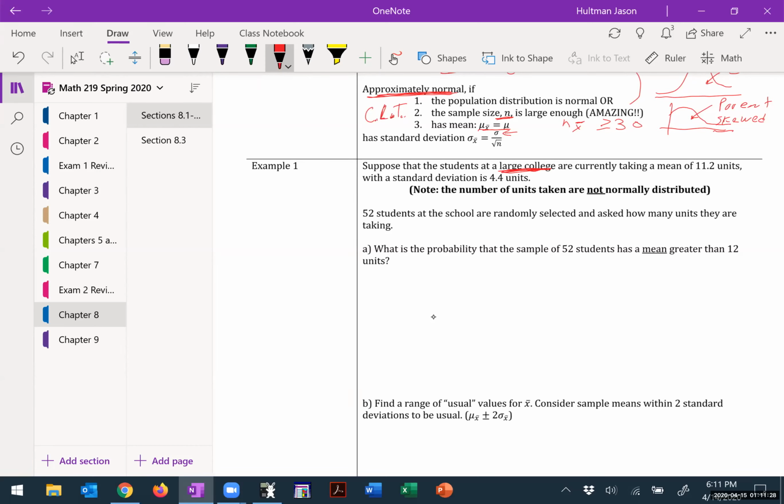Okay, so maybe let's say that it's UCLA. Say that there's 25,000 students at UCLA. Right? 25,000 students. I mean, that's a small city. So there's a small city amount of students there, a large college, and they say that the mean is 11.2 units. So I'm going to say, oh, that's mu. Okay, that's the population parameter. With a standard deviation of 4.4 units. Okay, what's that guy? Well, that's sigma. That's the population standard deviation.